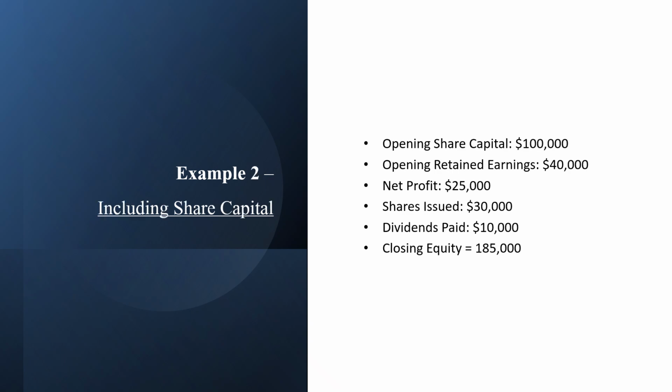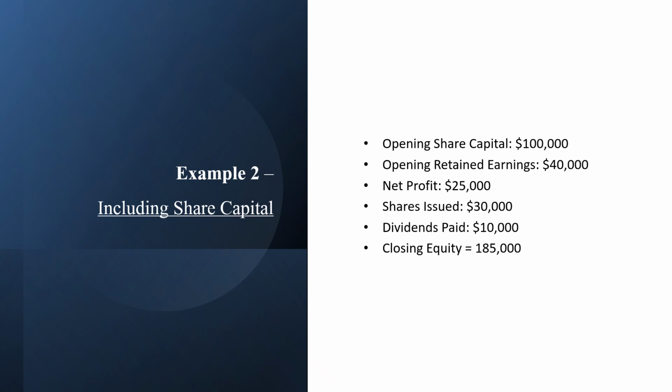Now let's consider a slightly more realistic example that includes share capital. Suppose a company starts with a share capital of $100,000 and retained earnings of $40,000. This means the opening total equity is $140,000. During the year, the company earns net profit of $25,000. The company also issues new shares worth $30,000.